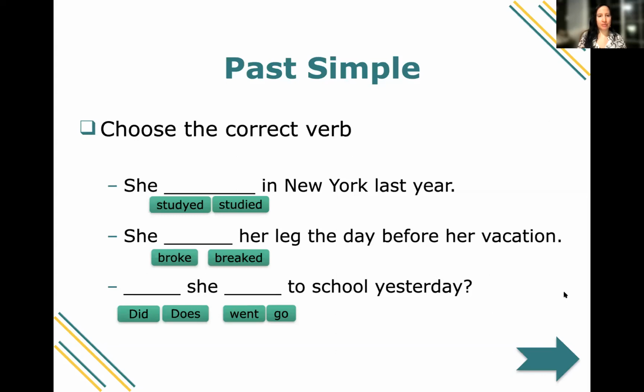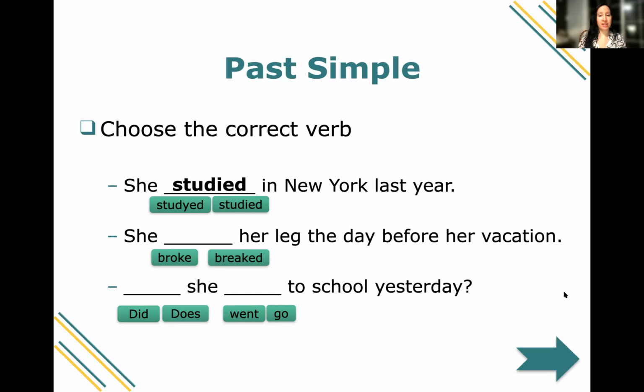Past simple. Choose the correct verb here. She studied in New York last year. Is it with the Y or is it with the IED? Now, a lot of times people have a hard time with the past simple. So I wanted to help you a little bit on this, and help you also with the spelling. Okay. So which one on the first one? With the Y or with the I? She studied in New York last year. Remember, the Y changes into an I when it's the past simple.